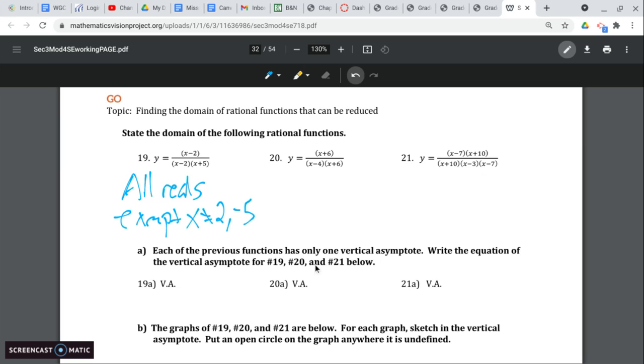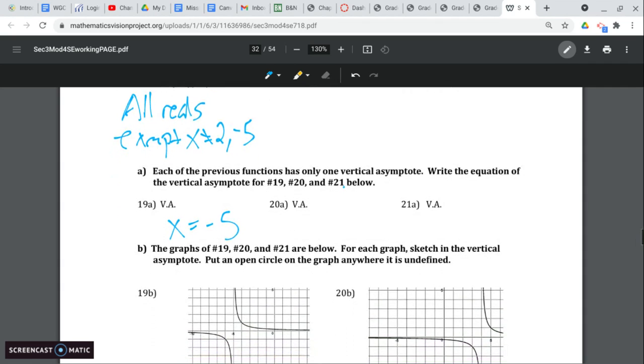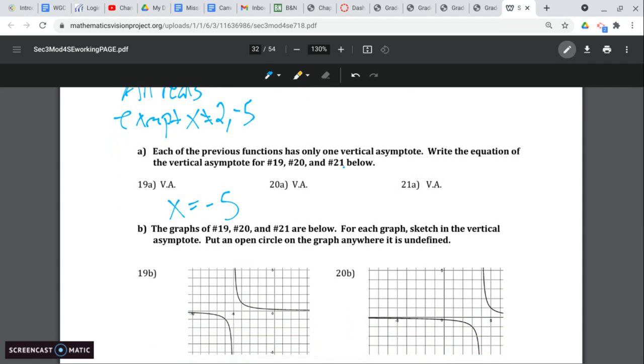Now, each of the previous functions has only one vertical asymptote. Write the equation of the vertical asymptote for 19, 20, and 21. Now, notice, in the numerator we have x minus 2. In the denominator we have x minus 2. Those cancel out. So the only vertical asymptote we have is from the x minus 5 part. So it's only x equals negative 5. So look for what will cancel. What's left over will give you your vertical asymptote. And notice in this last one, 2 things cancel. So be very careful.